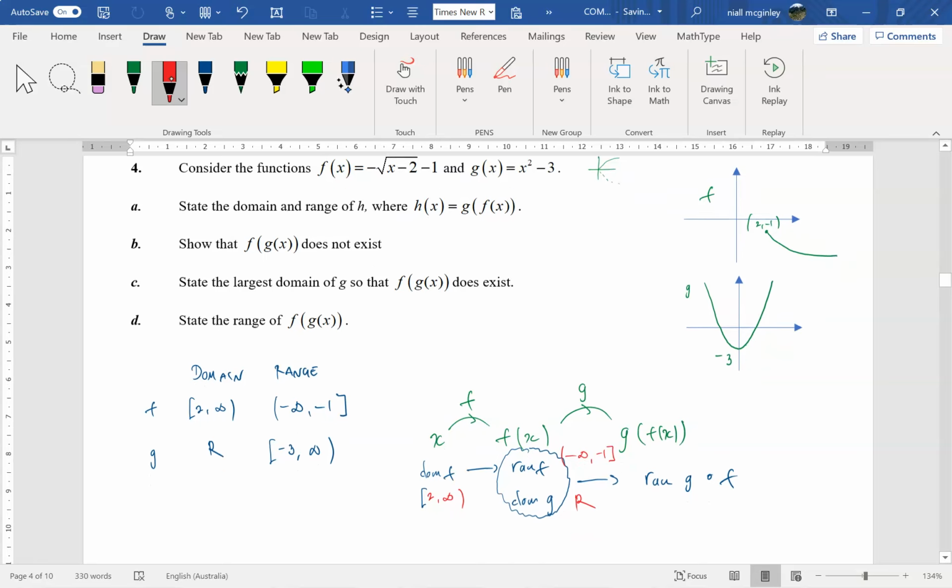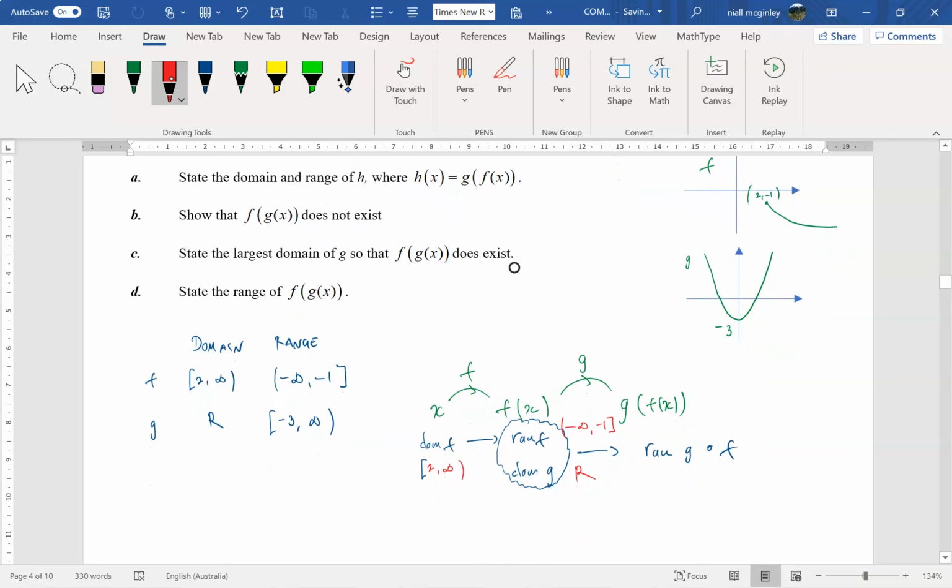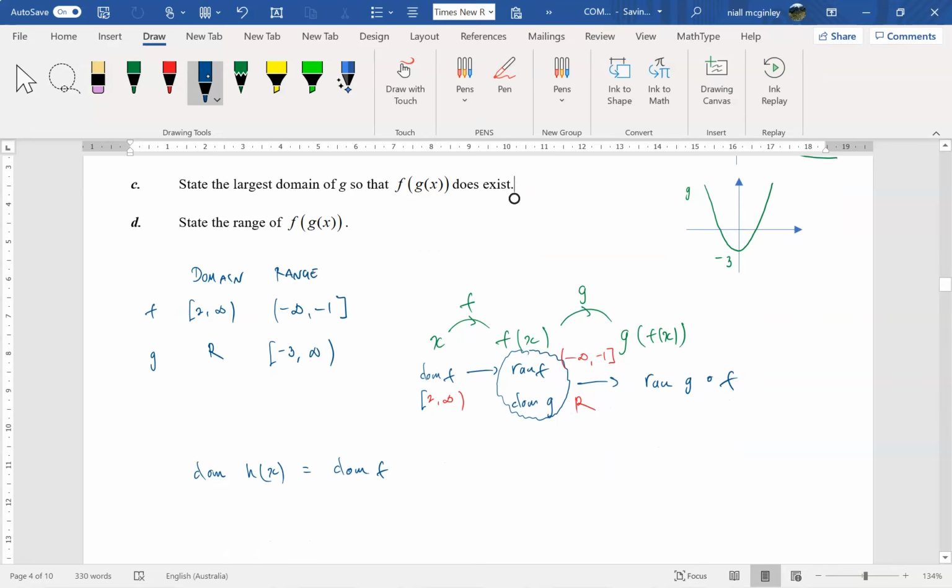Therefore it exists. So as it does exist, we then know that the domain of h of x, so g of f of x, is going to be equal to the domain of f, which in this case is going to be 2 to infinity.